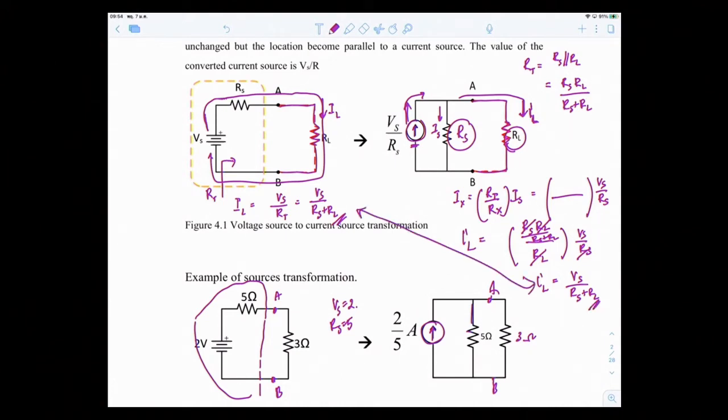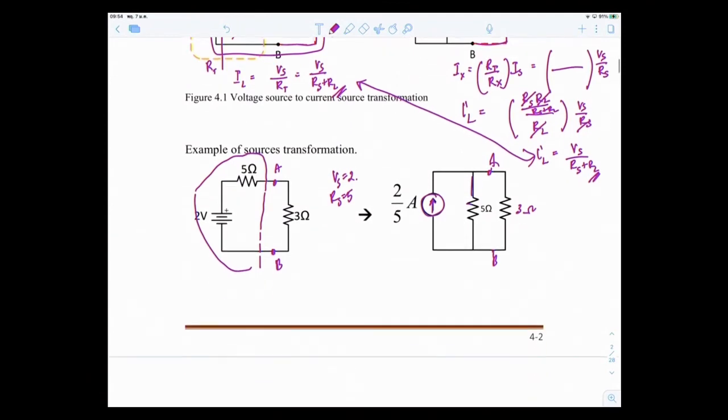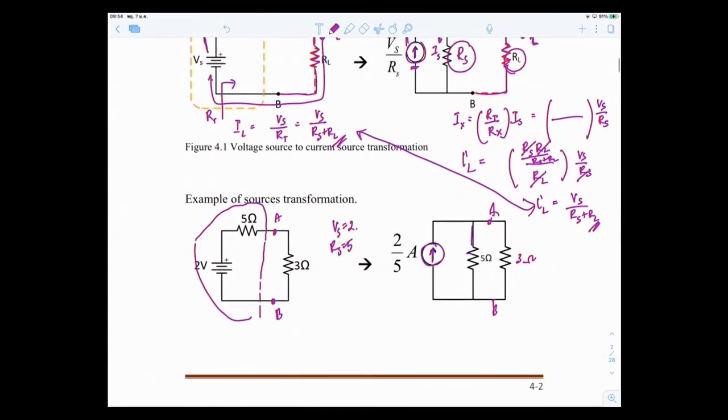So you can see that when you convert from current source to voltage source, it gives you the same answers. You didn't affect anything beyond that point AB, whatever load you connected to. Okay, so that's when you change from voltage source to current source.